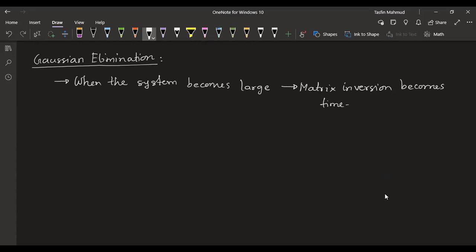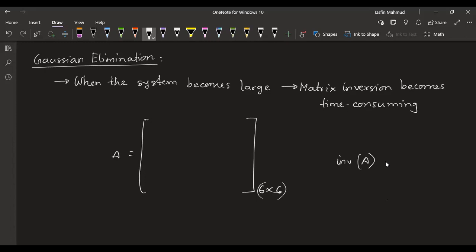Time consuming means that MATLAB will sometimes struggle to find the value, or MATLAB will take some time. Like in the previous case, as I just hit the run button, MATLAB provided the solution, right? But in some cases, if you have a large system of equations, like if your coefficient matrix is a 6 by 6 matrix and you are trying to find the inverse of A, then you will see MATLAB will take some time to get the value of the inverse of A.